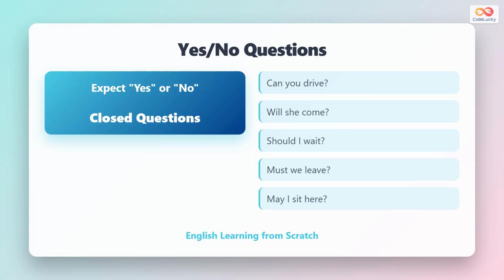Yes/no questions expect a simple yes or no answer. They are closed questions that confirm or deny information. Can you drive asks for confirmation of ability. Will she come seeks a yes or no about future action. These questions start with the modal verb.